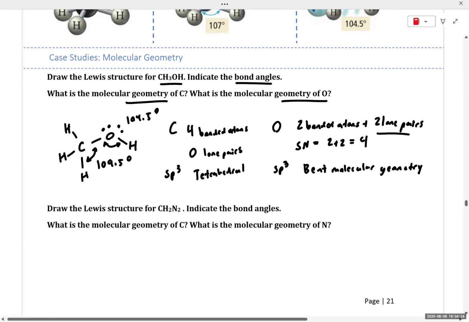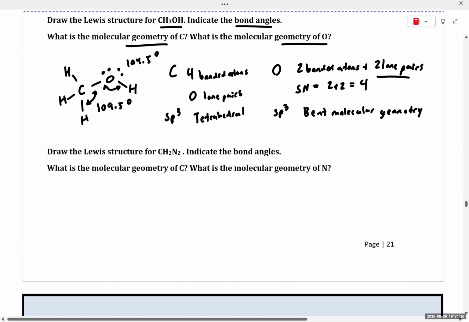Okay, we're now going to look at another example. This time we're looking at CH2N2, and we're asked to identify the molecular geometry of carbon and of the nitrogen atoms. So, this is a pretty interesting class of compound. These are known as azides. So I'd like you to take a few moments to pause the video, work on drawing a Lewis structure for this compound, and then indicating the bond angles.